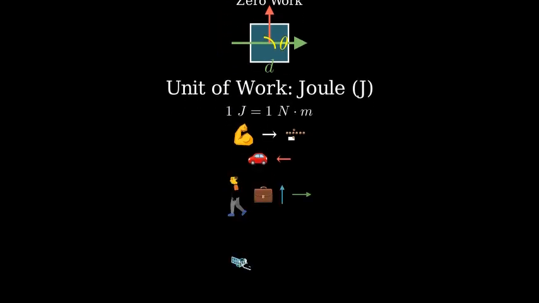If you carry a heavy bag horizontally at a constant velocity, the upward force you exert to hold the bag does zero work because the bag's displacement is horizontal, perpendicular to the force. Similarly, the gravitational force on a satellite in a stable circular orbit does zero work because the force is always perpendicular to the satellite's instantaneous velocity.